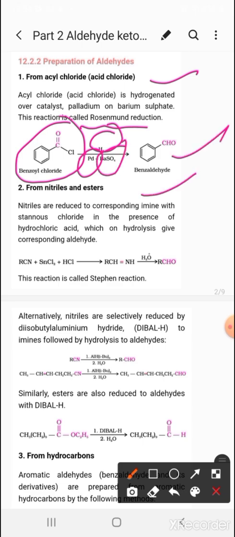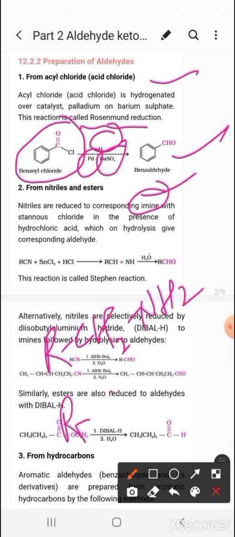Now next reaction is from nitriles and esters. Your nitriles are reduced to the corresponding imine. What is an imine? If CH2 has an NH2 group, this is known as an amine, and if CH has a double bond with NH, this is known as an imine.